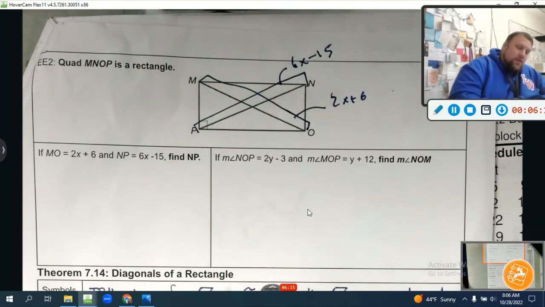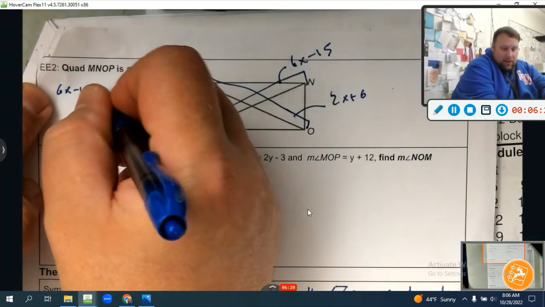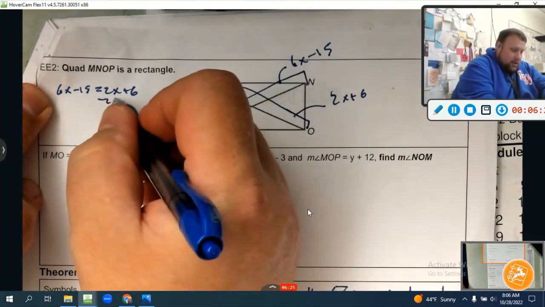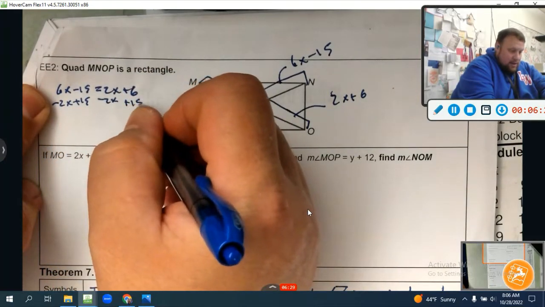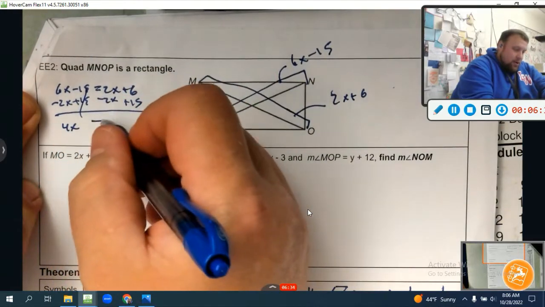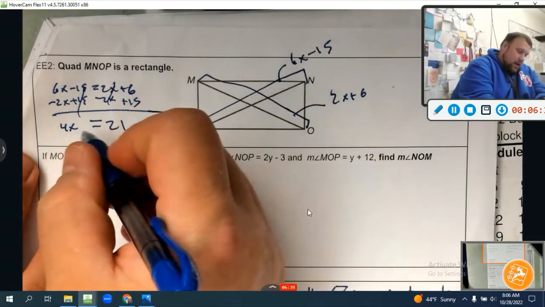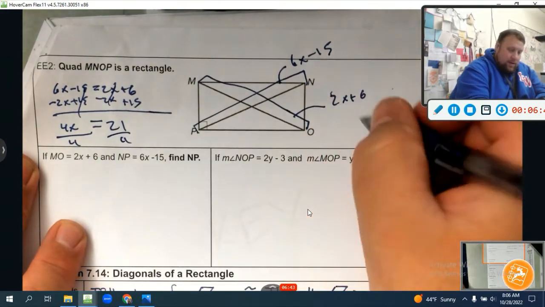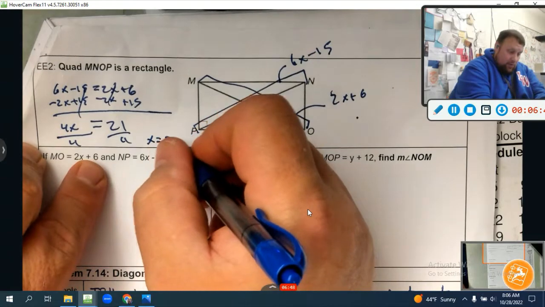What do I know about these two lengths? They're equal, so I can set them equal. So 6x minus 15 equals 2x plus 6. I'm going to subtract 2x from both sides, and add 15 to both sides. 6x minus 2x is 4x, equals 21. So, divide by 4, we get that x equals 5.25.